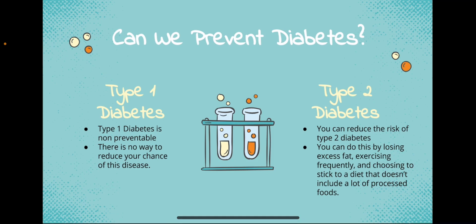Can we prevent diabetes? Type 1 diabetes is non-preventable. There is no way to reduce your chance of this disease, but you can reduce the risk of type 2 diabetes. And you can do this by losing excess fat, exercising frequently, and choosing to stick to a diet that doesn't include a lot of processed foods. So type 1 diabetes, non-preventable. Type 2, definitely preventable.